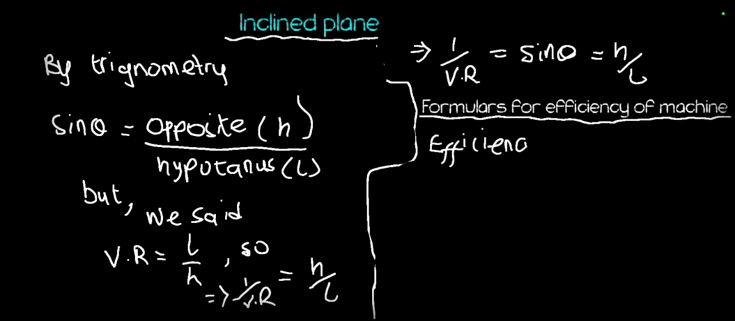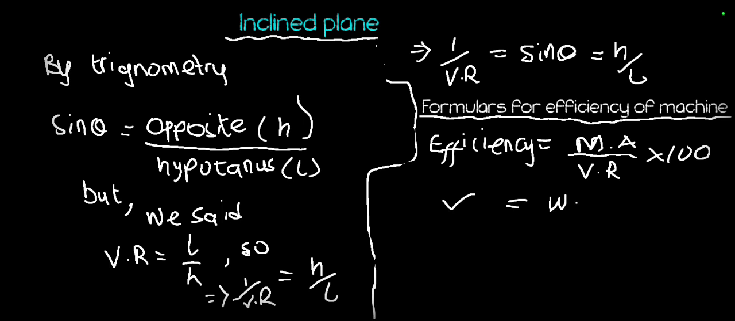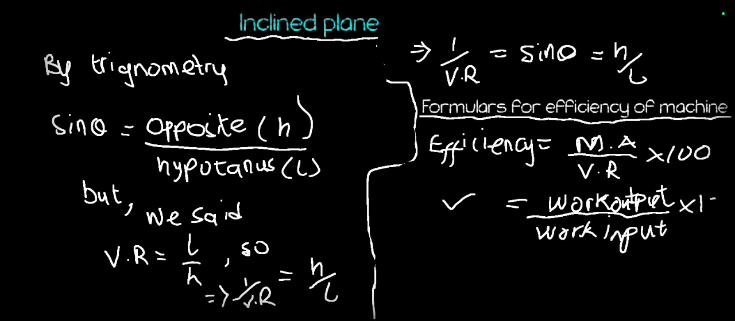Now these are the formulas for finding the efficiency of a machine. First of all, the efficiency of a machine is equal to the mechanical advantage over velocity ratio, times 100. Also, efficiency is equal to work output over work input, times 100. Clear? So let's solve some questions in order for you to understand the inclined plane. So let's start.